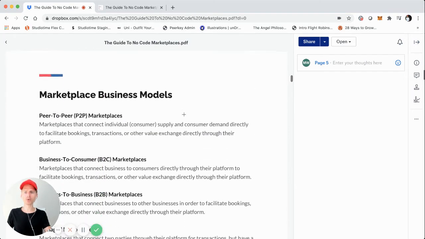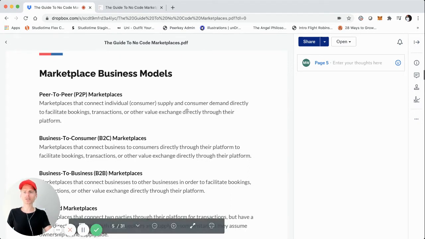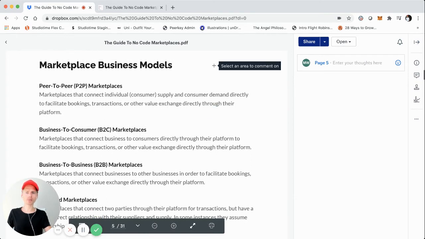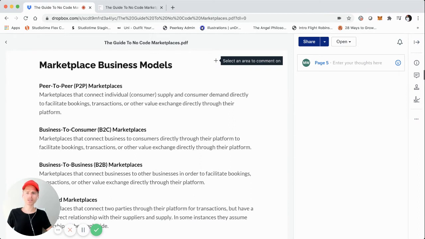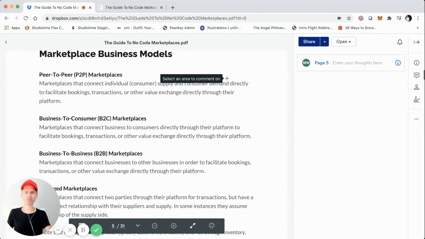So from there, we're going to jump right into talking about marketplace business models. What are the different business models for marketplaces? There's more, but these are the most common and just the ones that I wanted to identify in this use case for the guide. The first is going to be peer-to-peer marketplaces. What that means is simply marketplaces that connect individuals, so consumers and consumer demand directly, to facilitate bookings, transactions, or some other sort of value exchange through their platform.